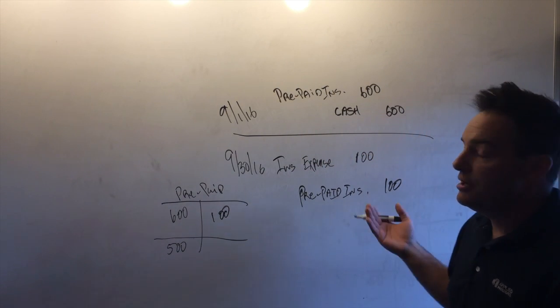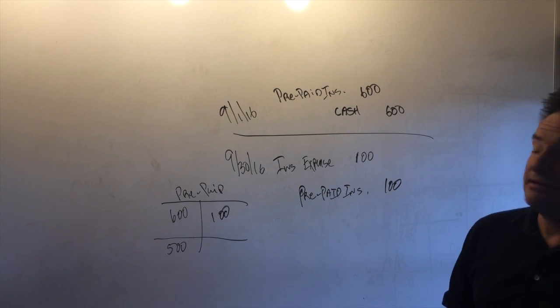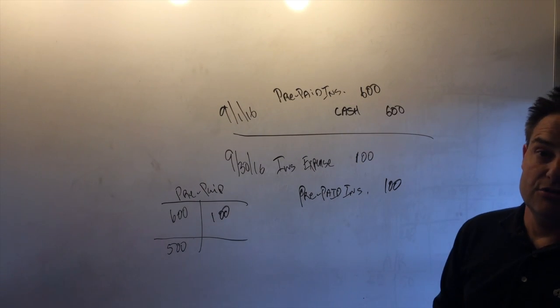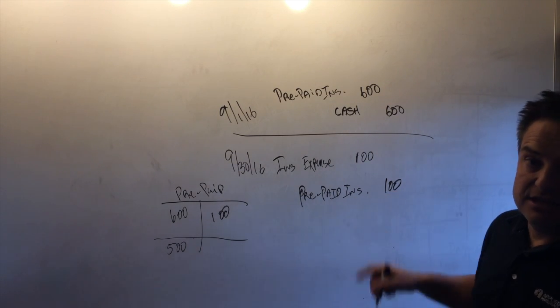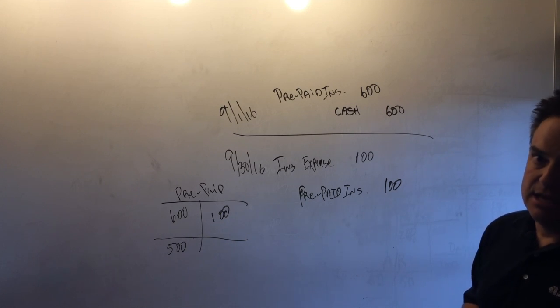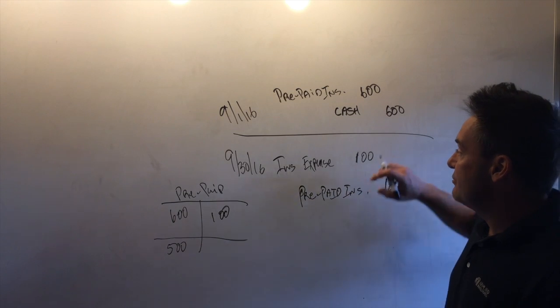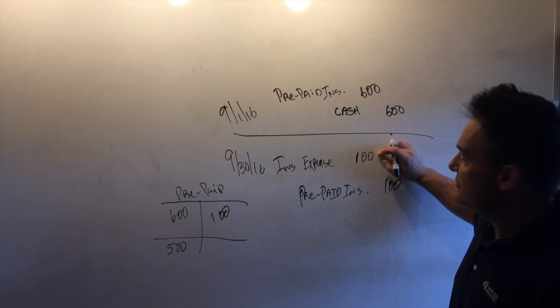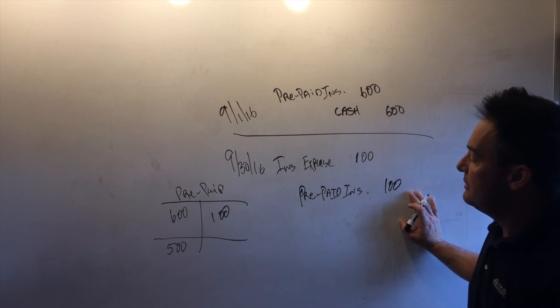If you didn't do this journal entry, your expenses would be understated by $100. Your assets, in this case prepaid insurance, would be overstated by $100. So here's your income statement account, the insurance expense, and of course prepaid insurance is an asset and belongs on the balance sheet.